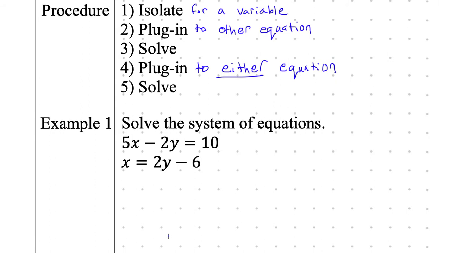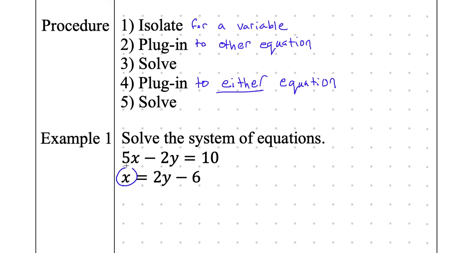I could graph them, but the graph might not be quite accurate. Like what if I get 1 2/3? How do I know it's 1 2/3 and not 1 5/9? It's hard, right? So I need to isolate for a variable. We'll check this out. That variable x, it's isolated. It is by itself. We can say, yeah, step 1, check. We've already done it. It's already isolated for us.